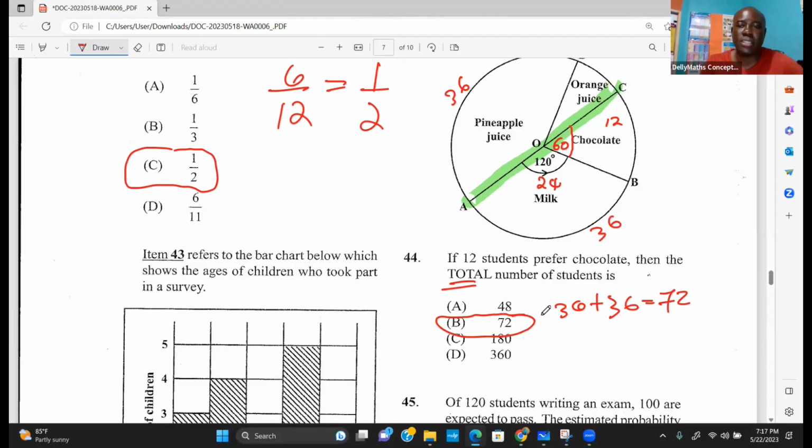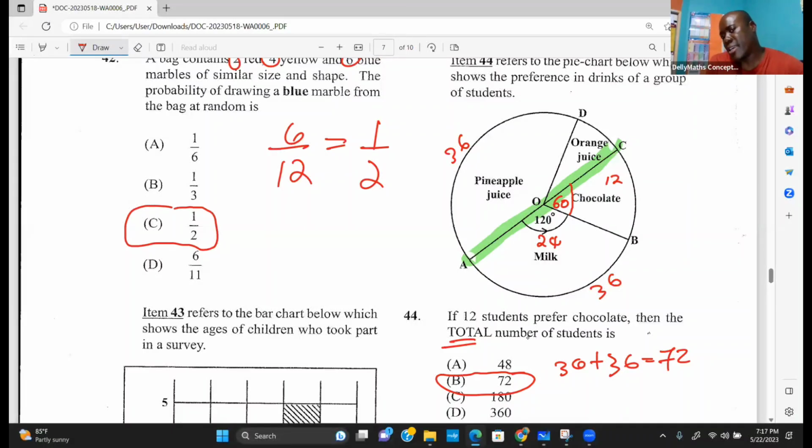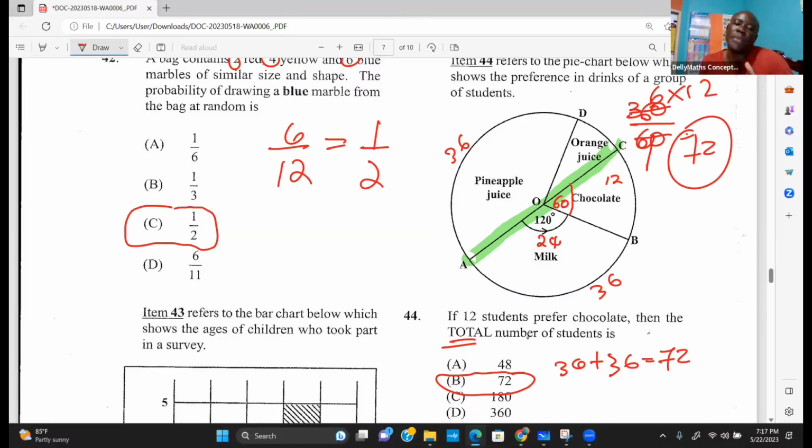You know what else you could have done? You could have looked at it and said, well, if 60 degrees is 12, how many times could the 60 go into the 360? Each time it goes into it, it's going to be times 12. It's like I'm splitting up the entire circle into 6 pieces, each of 60 degrees with 12. 12 sixes, 72 again. You could flow and flow.